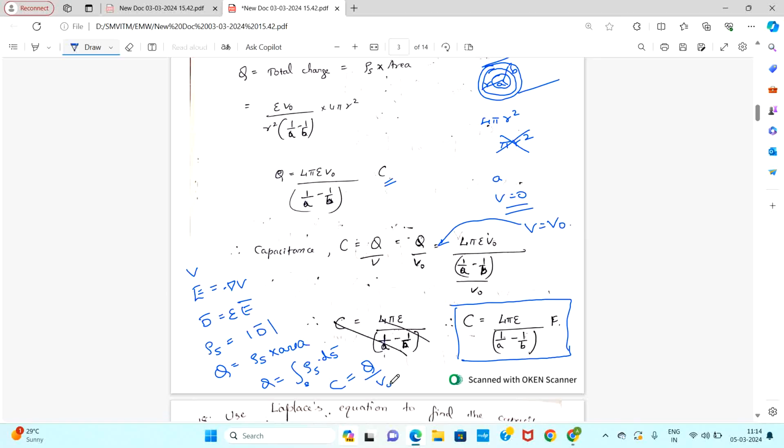In that, whatever voltage is mentioned, that voltage you have to take. One of the conditions will have voltage as 0, the other one will have some other voltage value, not 0. That non-zero value should be considered here. Okay, this is how to solve the problems with capacitor.